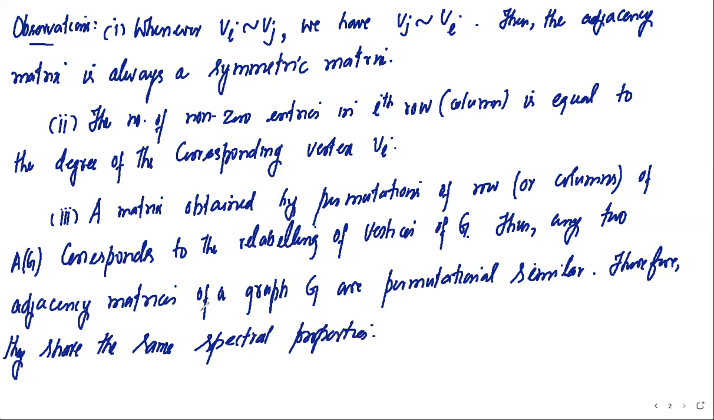So why do we write this observation here? Whenever we are given any graph, we can take any adjacency matrix of that graph and study its spectral properties. Then any other adjacency matrix will have the same spectral properties.